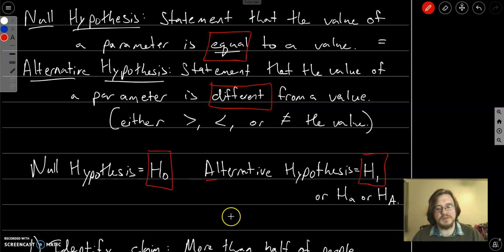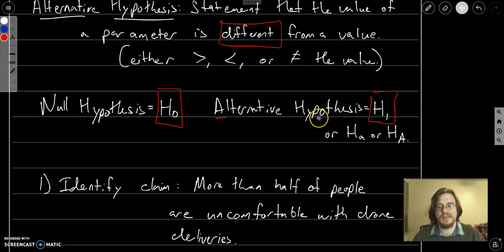But sometimes people like to go, oh, it's the alternative hypothesis. It starts with A, so they call it HA, either little a or capital A. I think the book tends to use H0 and H1. So H0, the null hypothesis, will always have an equal sign. The alternative hypothesis will always have a greater than or a less than or a not equal to sign.